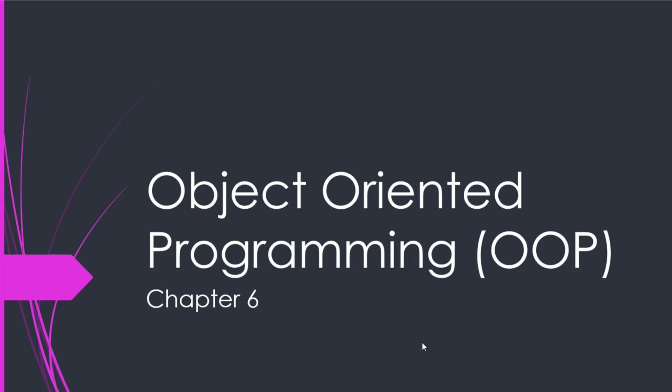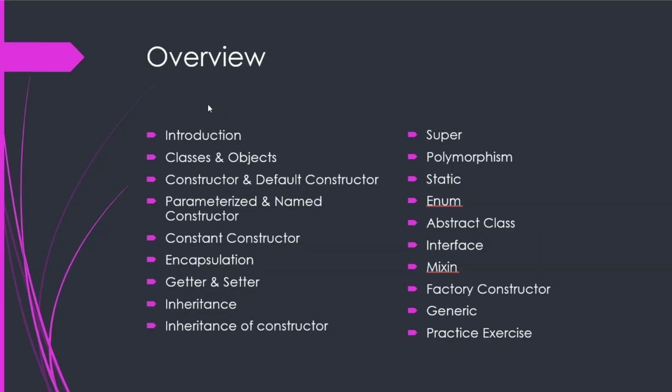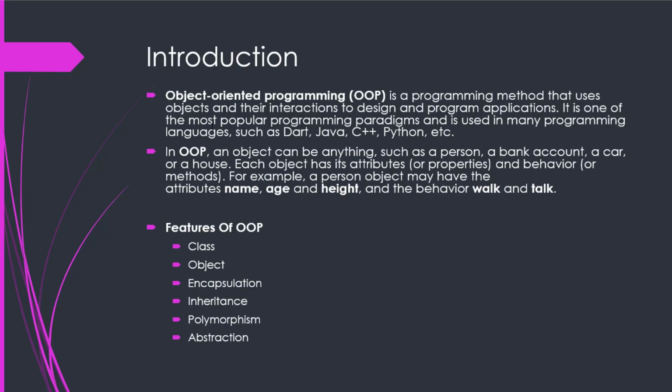Our chapter 5 has been completed. Now in today's tutorial we are going to start our chapter 6, that is object oriented programming. In short form we can say it OOP, and it is a very important chapter of this series. Let me show you the overview. Here is the overview of chapter 6. In today's tutorial, we will see only a basic introduction of OOP.